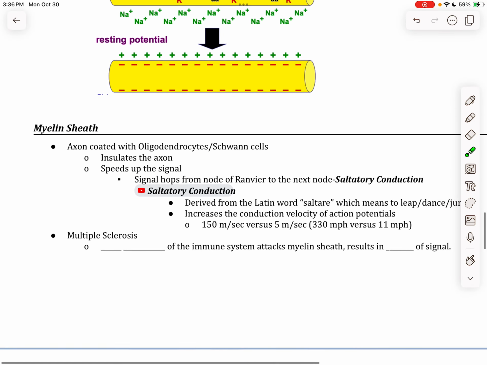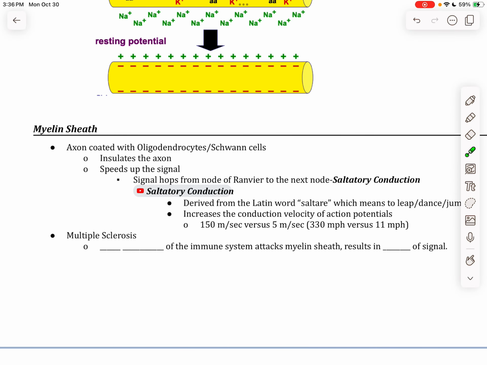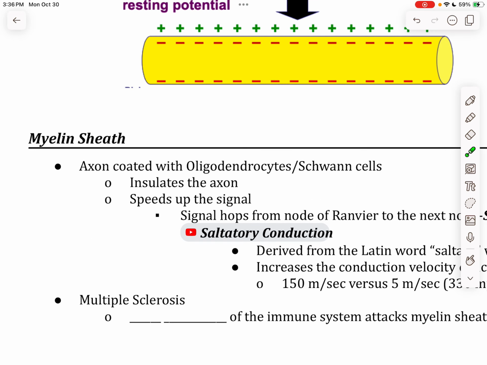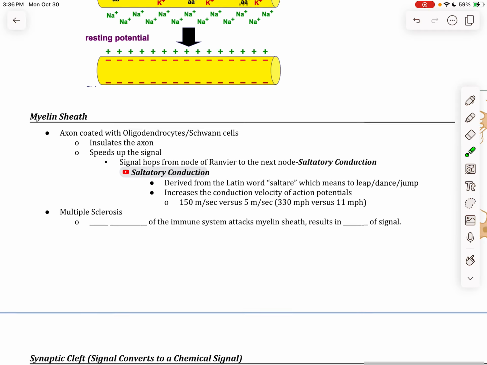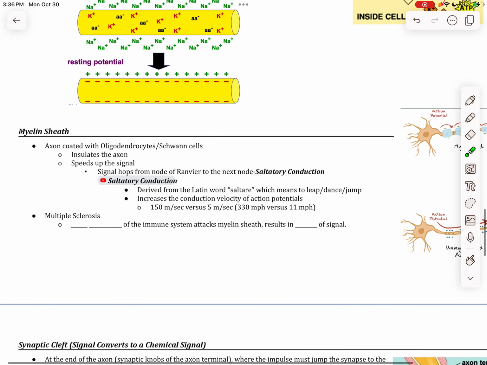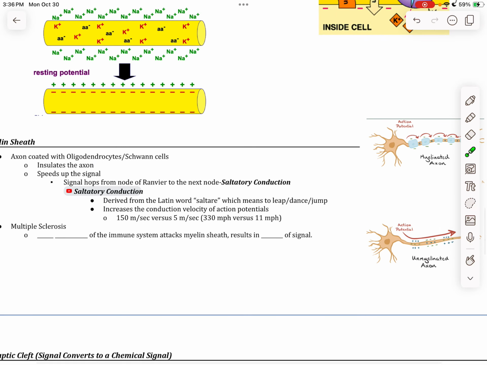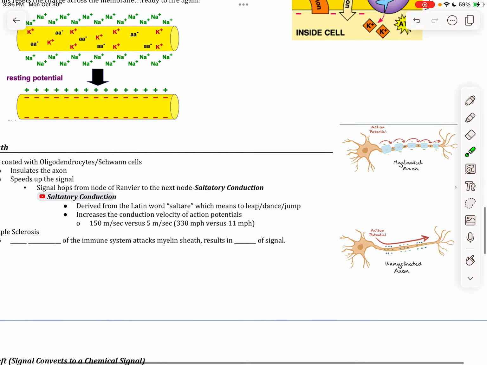The myelin sheath plays a role in how quickly a signal travels. So a myelin sheath, if you recall, is when an axon is coated with oligodendrocytes or Schwann cells, depending on which part of the nervous system you are in, right? And so the myelin sheath is going to insulate the axon, the neuron. It's also going to speed up the signal, because when you have a myelinated axon, the signal will not travel the length of the axon, but rather hop to each node between the cells.